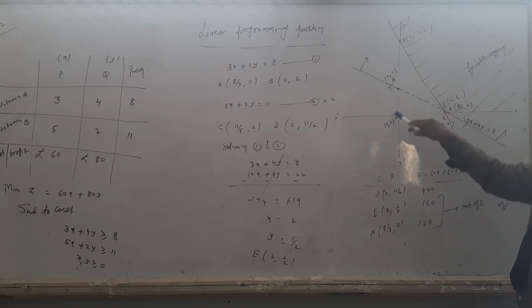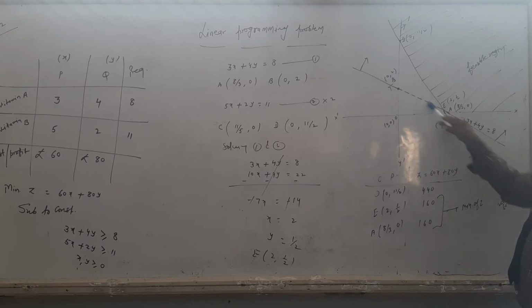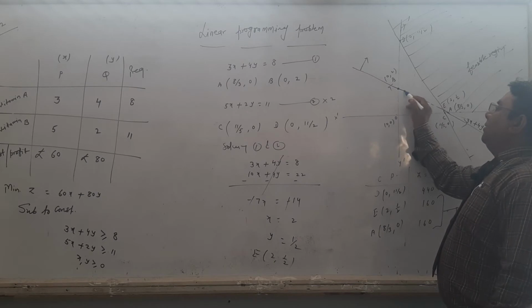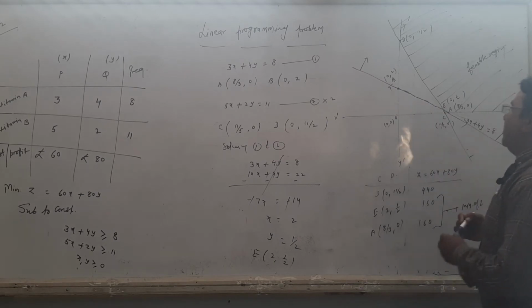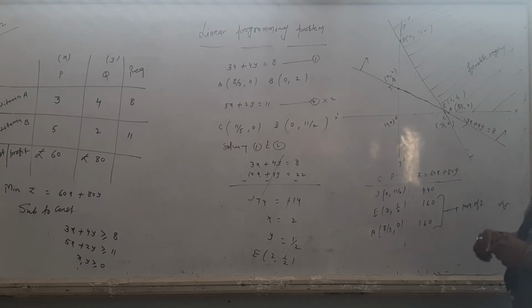Now the B point is x equals 0, y equals 2, that is (0, 2). This is B point. Joining A and B point, this is the equation of the line, the first linear equation. And now the other linear equation has two points, C and D.